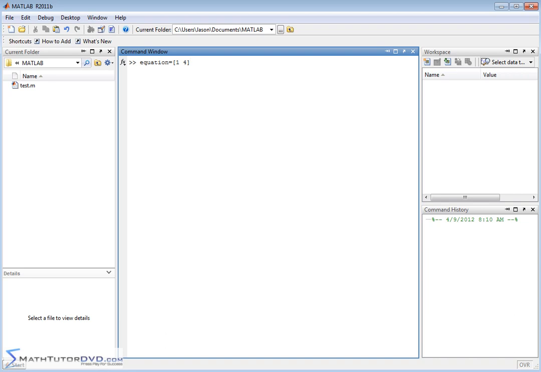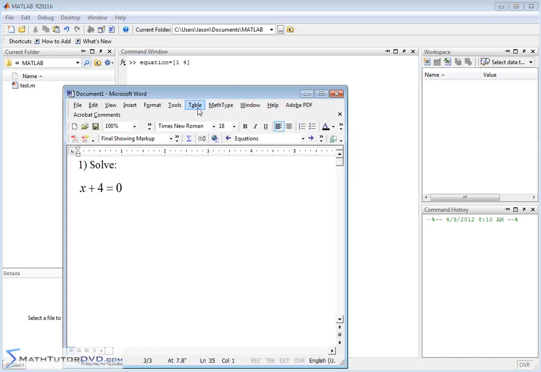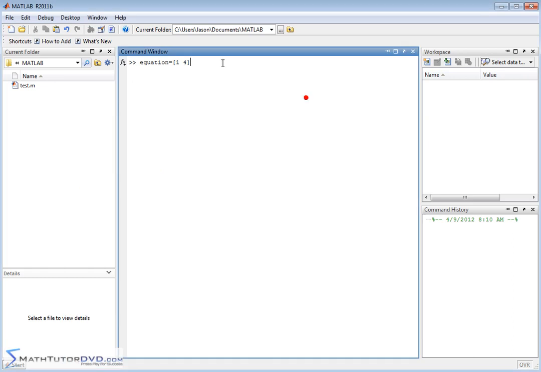Because remember, we're not doing symbolic math right now. We're still using the numeric capabilities of MATLAB. So all you're going to do is represent this equation by its coefficients on the left-hand side. So 1x, that's why we have the 1 here, plus 4, that's why we have the 4 here. These are the coefficients of the left-hand side in descending order. Let me hit enter, and we're going to assign this matrix to the word equation. Then all we have to do is use MATLAB's roots command and pass it the one we just defined.